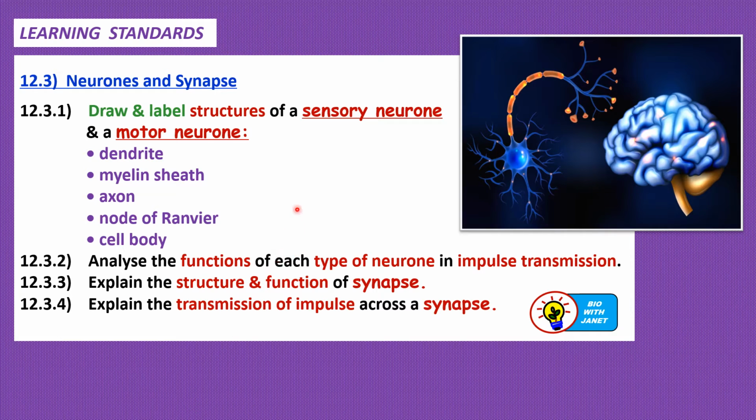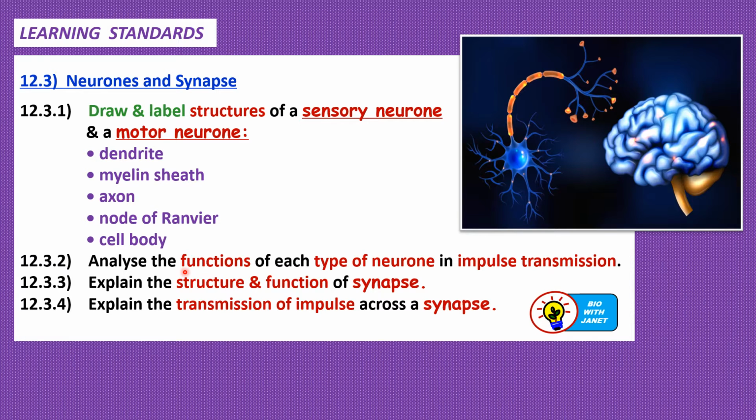The learning standards for today's lesson are as follows. 12.3 Neurons and Synapses. Firstly, we should be able to draw and label structures of a sensory neuron and a motor neuron after this lesson. So the parts of the neurons include the dendrites, myelin sheath, axon, nodes of Ranvier, and cell body.